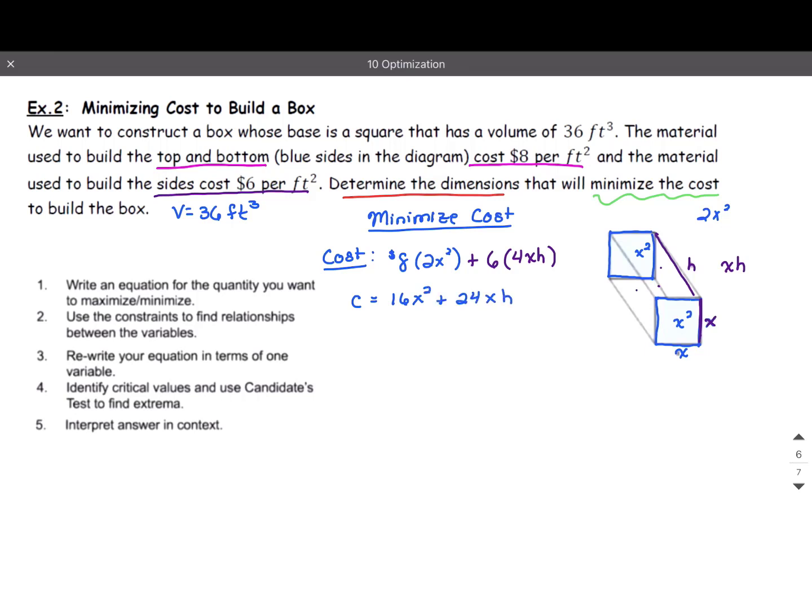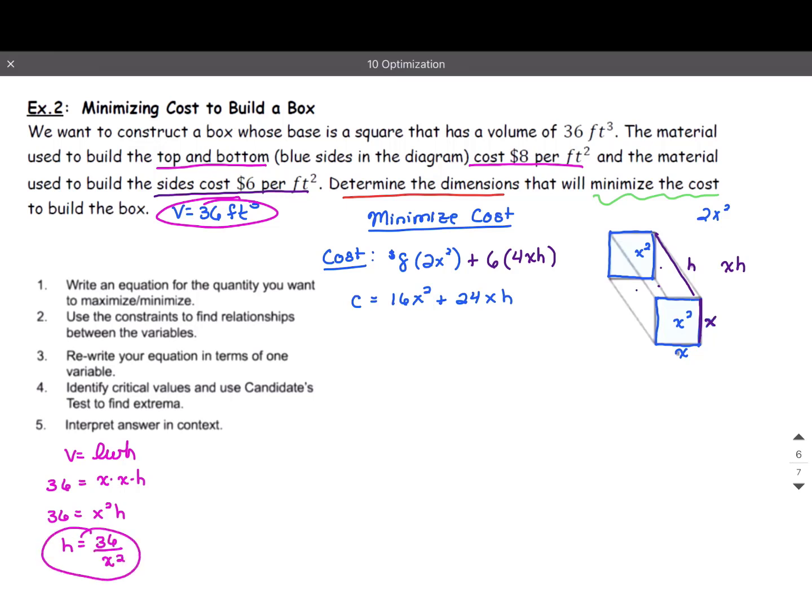Now here's the problem. We have too many variables. We have an x and an h. I have an x and an x squared, and I only have an h. How can I figure out what that h is? Well, remember this volume. The volume of a box is length times width times height, right? The volume of the box was 36 cubic feet. And we have a length of x, a width of x, and a height of h. That means 36 is x squared h. So what is h? It's 36 divided by x squared.